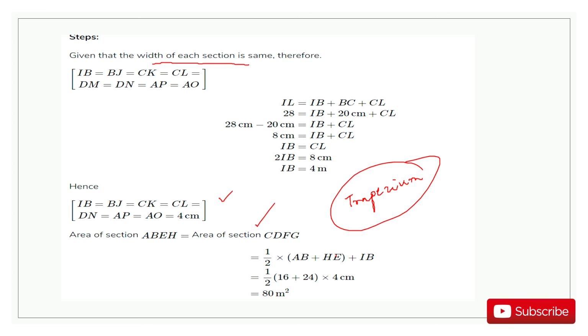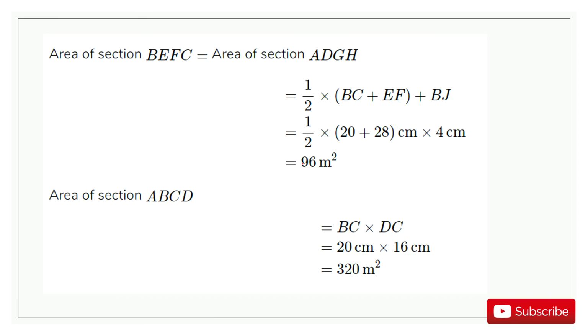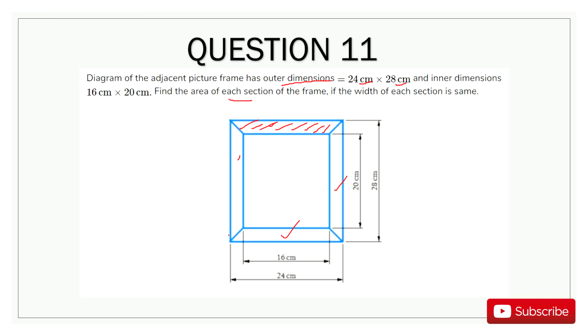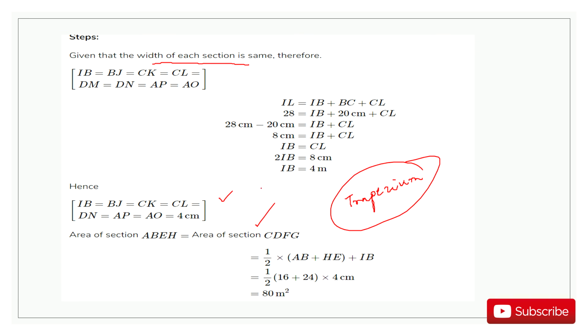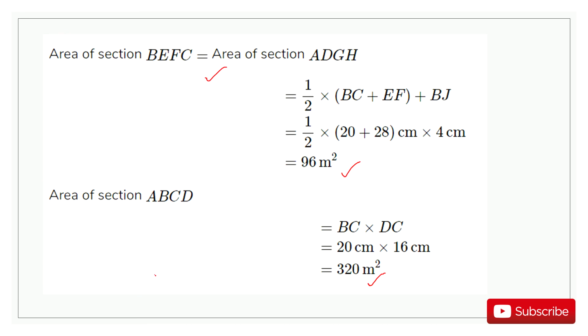Then 80 meter square. Area of, again I have found out for other section, 96, 320, right? So add up all of them to get the area of the required sections. Each section you will get the separate area, right? So thank you friends. So these are my various answers for this. We will get 4 answers because we have 4 sections, right?